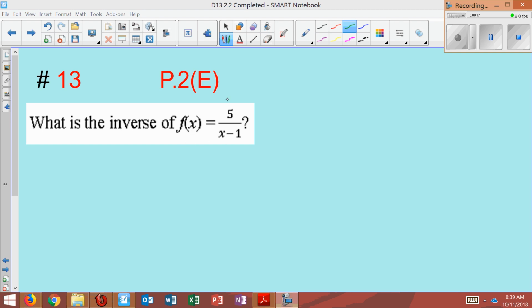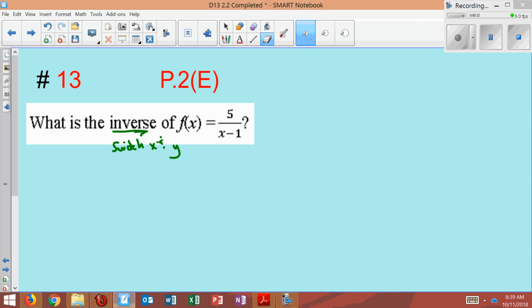You can find it with a calculator without knowing any math whatsoever, just knowing the concept that an inverse means you are switching x and y. Switch x and y. If you switch your x and y and graph it, you'll get a picture in the calculator that will be the graph. What am I talking about?